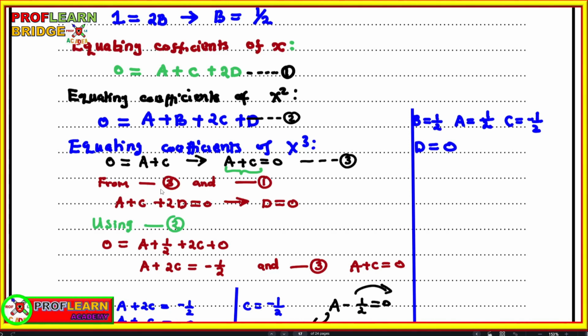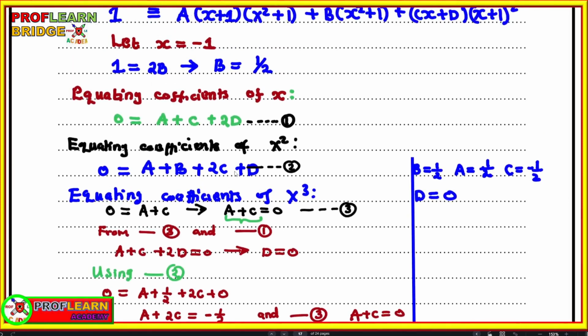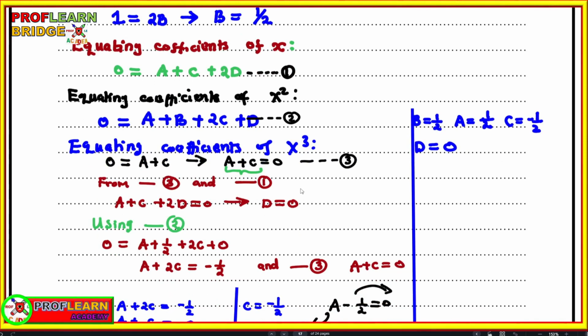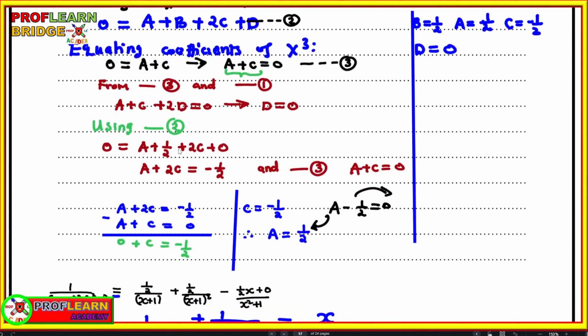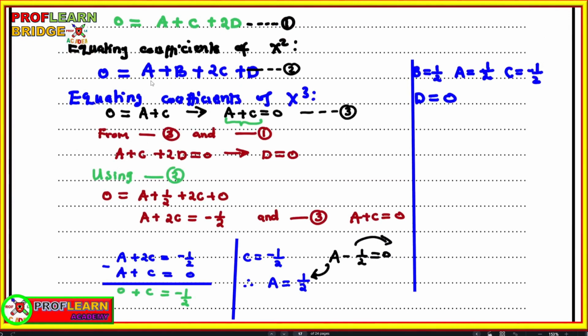Now, from equation 3 and equation 1, let's look at equation 1, a plus c is appearing here. And we have said that a plus c is 0. So meaning that if a plus c plus 2d is equal to 0, it means then 2d is 0, then d is 0. So our d becomes 0. So using equation 2, let's see equation 2.